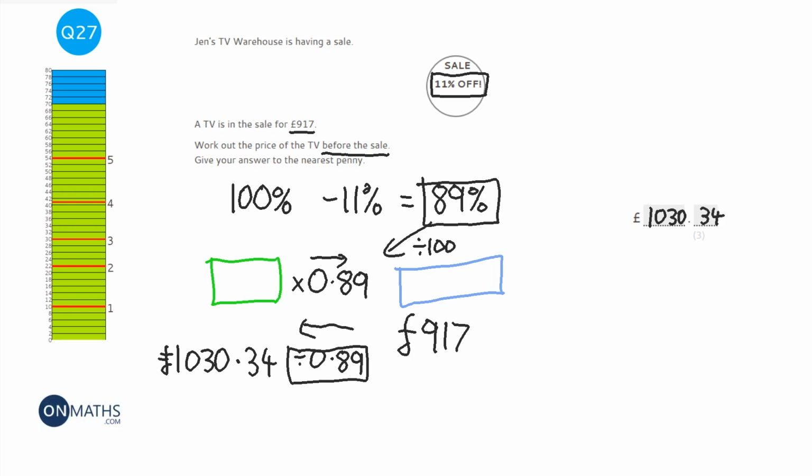Let's see if that makes sense. Well, it kind of makes sense that it's gone down a little bit to 917 pounds. So the actual thing makes sense. We'd expect the price before the sale to be higher than the price on the sale. Something you can do to check that it works is you can then times the answer by 0.89, and there we go, we get 917, so it completely makes sense.